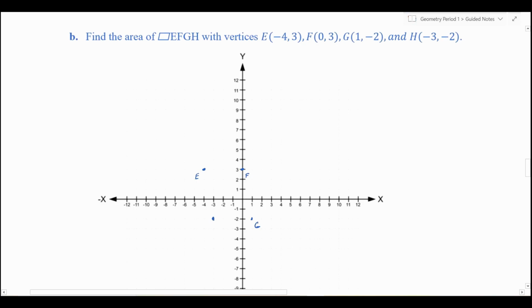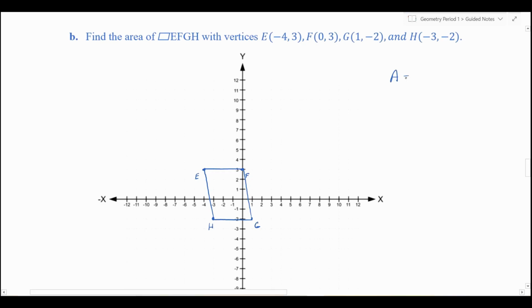I will go ahead and connect those points. And connect those. There. And there. And there we have our parallelogram. Actually, I left this one without labeling it. -3, -2 was point H. Right there.